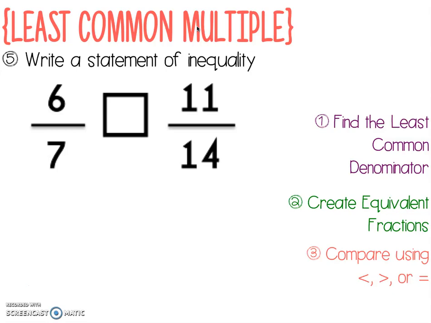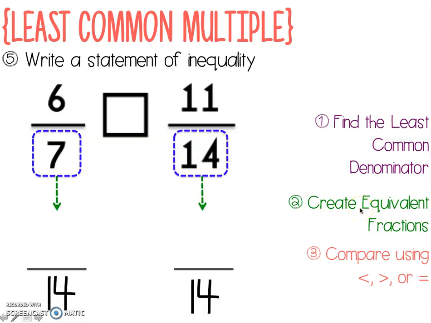Okay, so the first thing that we need to do is take a look at our denominators and figure out what would be the least common multiple, which is the same thing as the least common denominator of 7 and 14. We could list out all the multiples, but I just know that the least common multiple between 7 and 14 is 14. So that means we're going to create equivalent fractions that have denominators of 14.